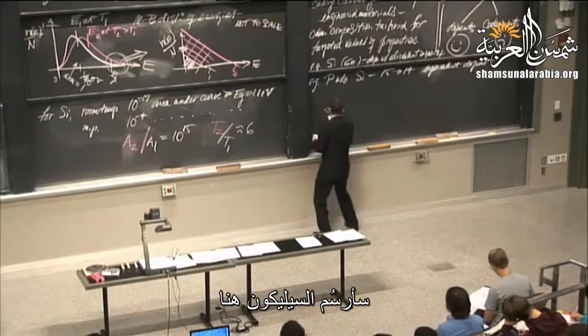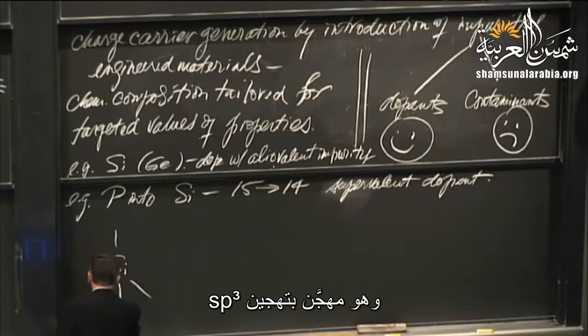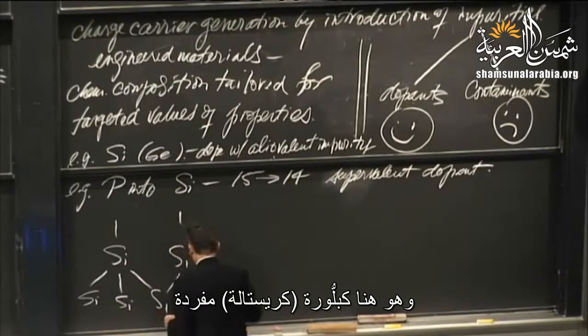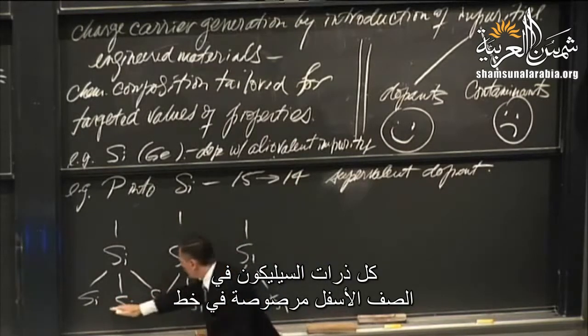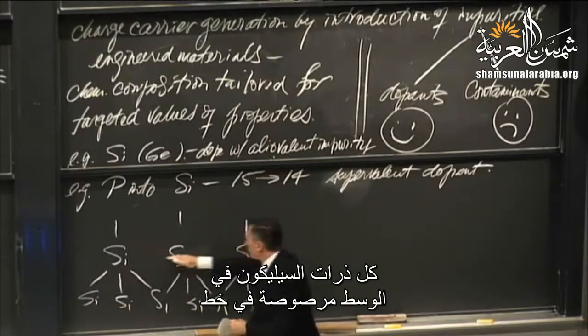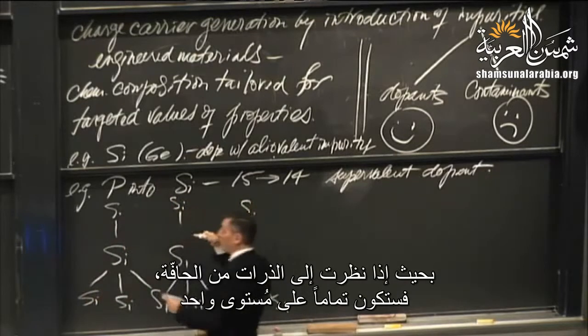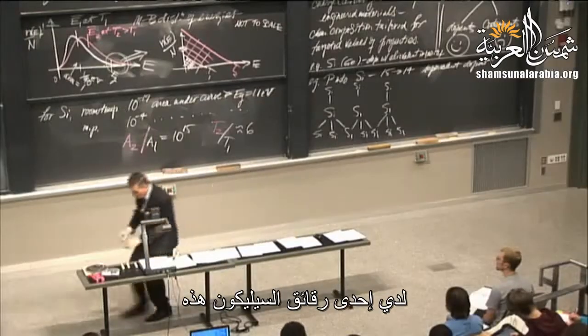So now let's look at how that supervalent dopant works. I'm going to show you some silicon here. This is sp3 hybridized, and it's sitting here as a single crystal. So I've got three silicons here. All these silicons on the bottom row line up, all the silicons in the center line up, and there's silicons at the top. They all line up so that if I look at it on the edge, it's a perfectly atomically smooth system.